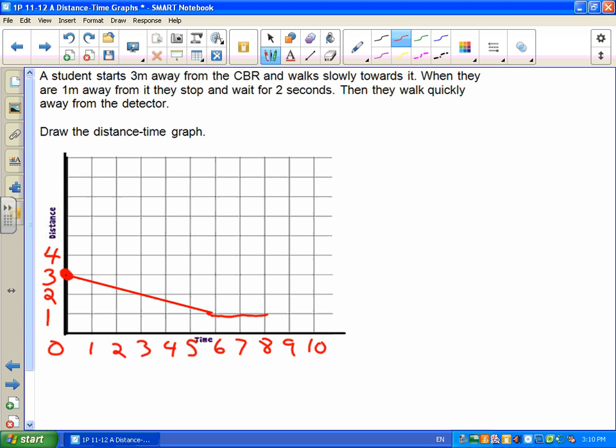Then they walk quickly away from it. So if they're walking away from it, should the line go up or down? What do you think, Drake? Up or down? If they're going away? Yeah, it's got to go up. And if they're going quickly, should it be very steep or should it be very shallow? Very steep. So let's have them walk quickly away. This will go right up here like this. And we're done. That's our distance time graph.